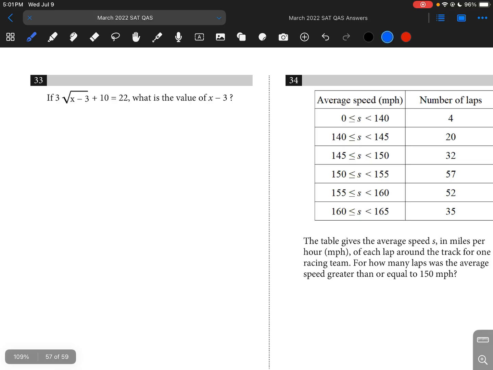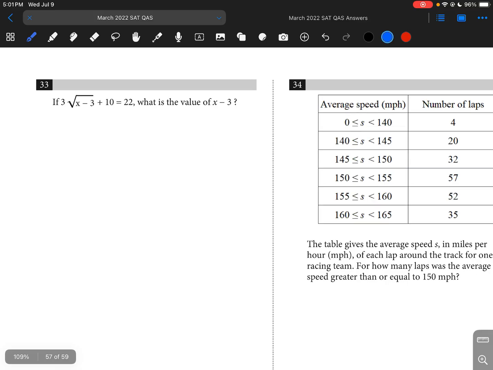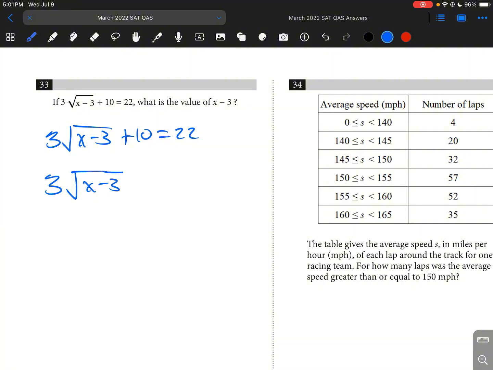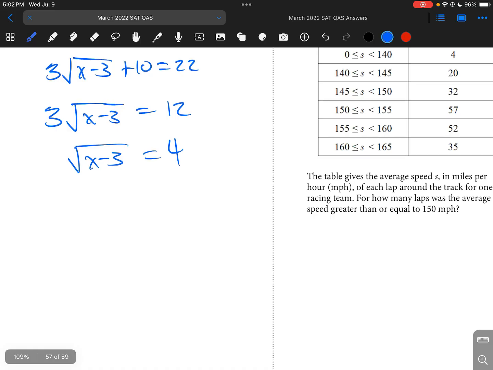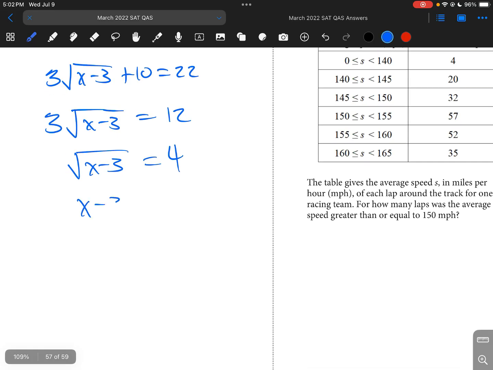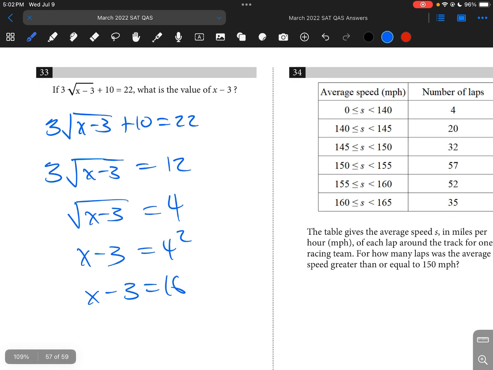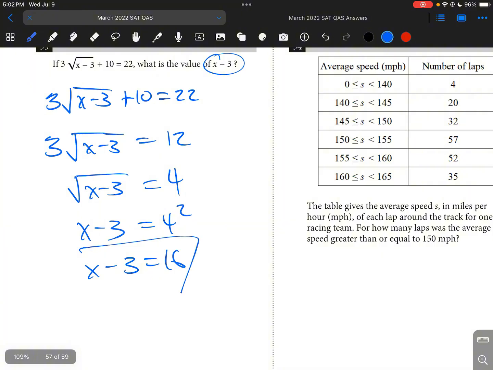33. If 3 root (x minus 3) plus 10 is 22, what is the value of x minus 3? Okay, so just move things over. So you have 3 root (x minus 3) plus 10 equals 22. So move everything to the other side. Take away 10, and the right side is going to be 12 here. Divided by 3, you get root (x minus 3) is equal to 4. And then you square both sides. x minus 3 is equal to 4 squared. x minus 3 is equal to 16. And it's just asking for x minus 3, so we could stop here. x minus 3 is 16.